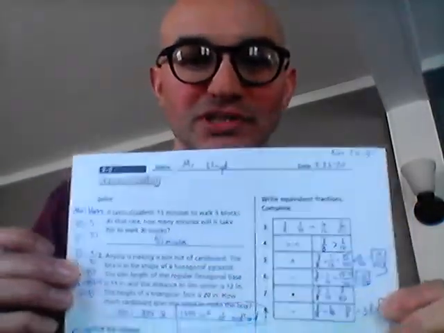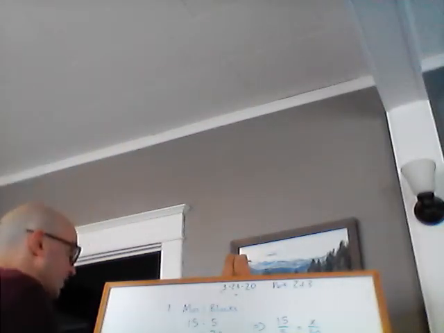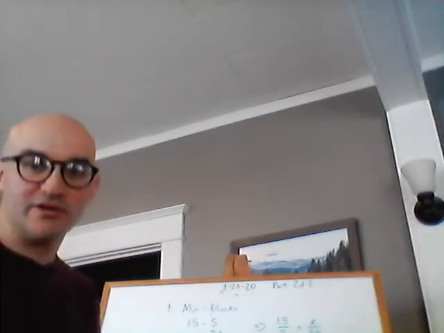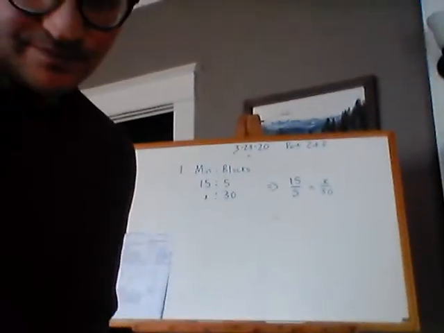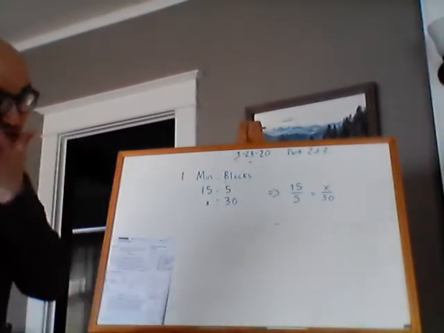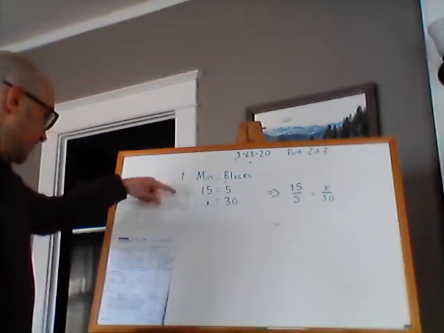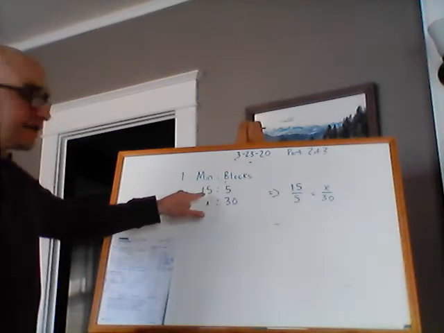This is page 2 at 7-1, remembering problem number 1 is up here on the board. Let's solve it together. Let me fix the angle. There you go. Okay, problem number 1 says Elizabeth walks 5 blocks in 15 minutes.